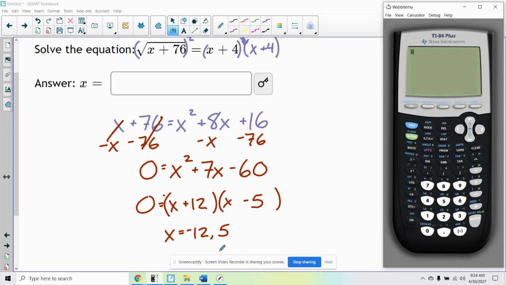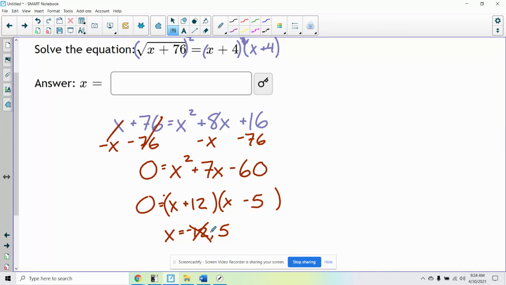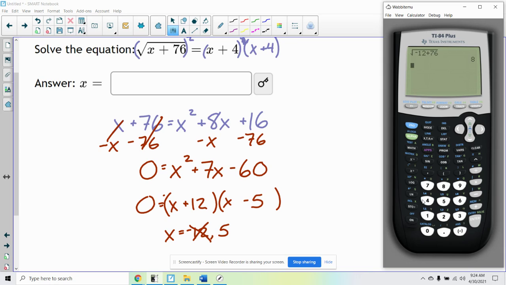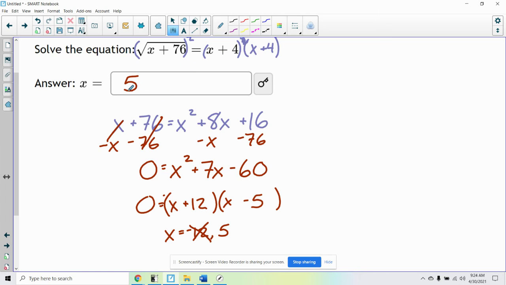So what I'm going to do is plug my answers into the left side, the square root. Let's do negative 12 first. Negative 12 plus 76, and I should get negative 12 plus 4, so I should get negative 8. But I get positive 8. So that's a problem. This point does not work. I should have gotten negative 8. So it looks like 5 is our answer. Let's just try. The square root of 5 plus 76 is the square root of 81, which is 9, and 5 plus 4 is 9. So our only answer here is going to be 5.